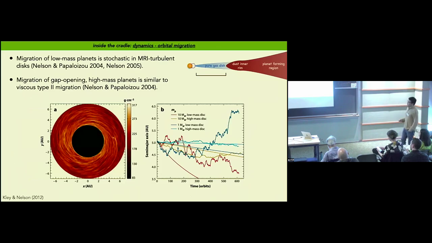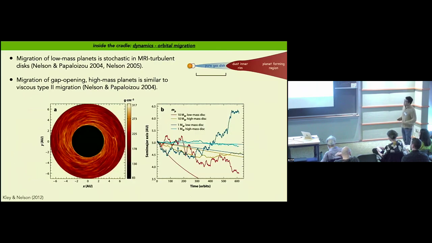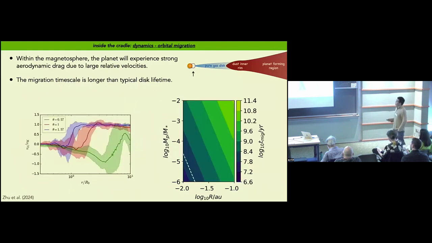So that's a pretty slow process, slow migration. If it opens a gap, it will be more typical viscous type 2 migration. That's slow, but if you're talking about sub 1 AU, sub 0.1 AU, 100 orbits, 1,000 orbits, that's still a pretty short time scale compared to disk lifetime.